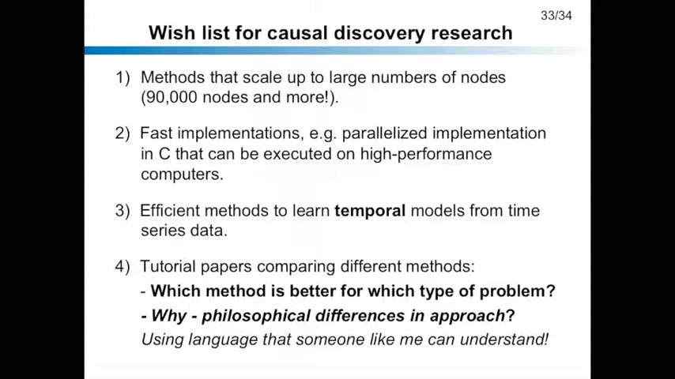Fast implementations. So I was thinking of a parallelized implementation in C. C tends to be faster than Java and MATLAB and R and all that, where the PC algorithm has been implemented. Especially efficient methods to learn temporal models. Maybe the PC algorithm isn't the way to go there. I don't know.